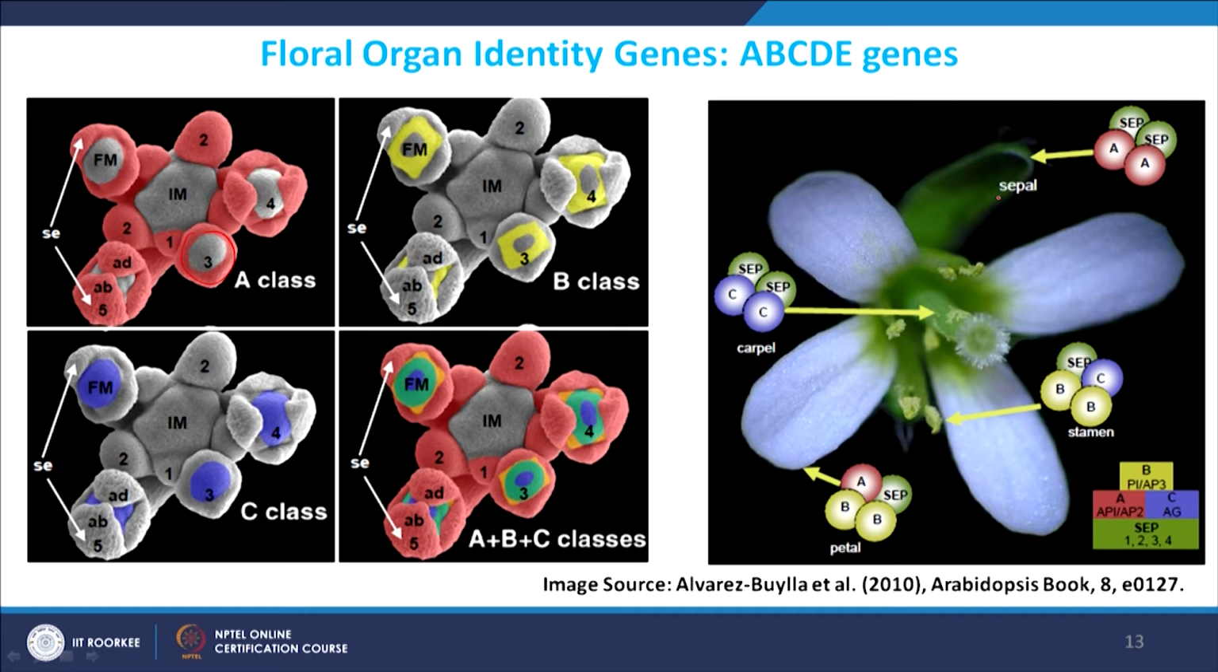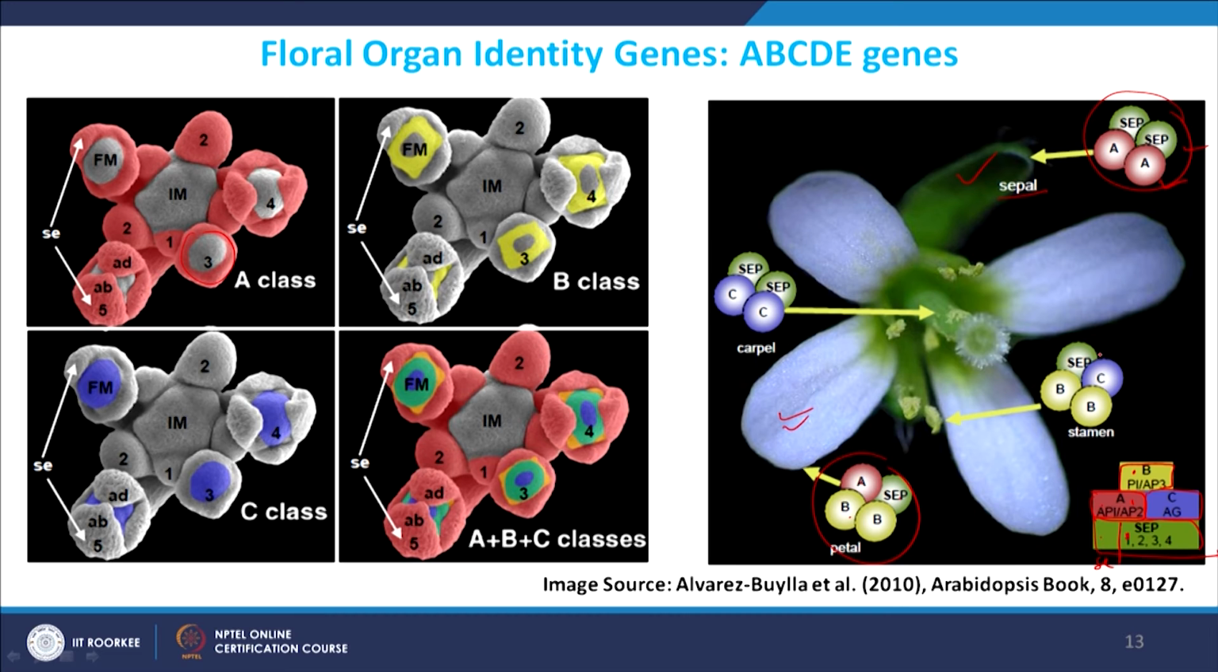If you look at the sepal, in the sepal you have only the A class gene and the E class gene. A class is here, B class is here, C class is here, E class is here. So this region, which is going to make the sepal, has only A class and E class genes, and this interaction gives sepal identity. In petals, you have B class, A class and E class genes. So you have A, B and E, and these three genes together ensure petal identity.